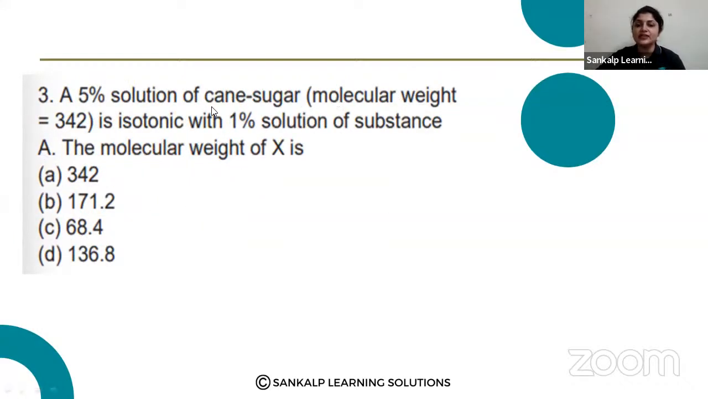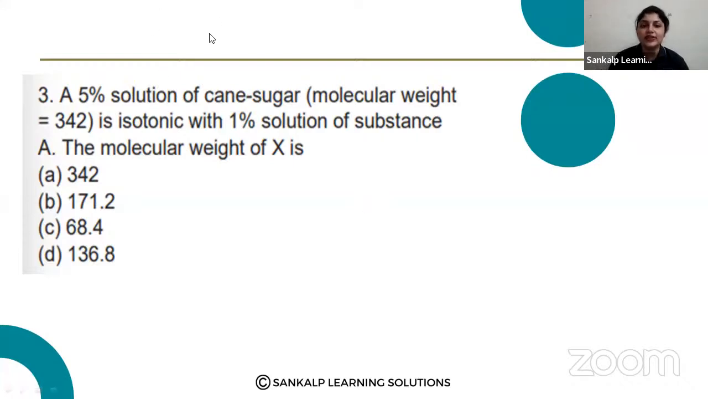A 5% solution of cane sugar, the molecular weight of which is given as 342, is isotonic with a 1% solution of substance X. The molecular weight of X is, so this is our question.